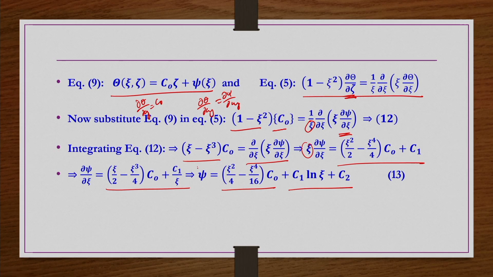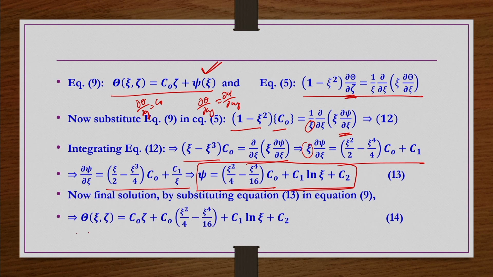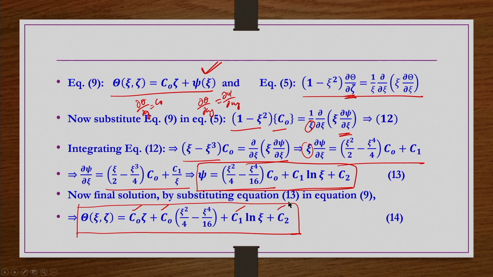So, this is the psi function, this unknown function, you got it now by the given equation number 13. Now the overall final solution we can have: theta is equal to C1 zeta plus C naught times xi square by 4 minus xi power 4 by 16, plus C1 ln xi plus C2. This is the final solution. The only thing is that C naught, C1, C2 you have to find out, and that we can find simply by using boundary conditions.